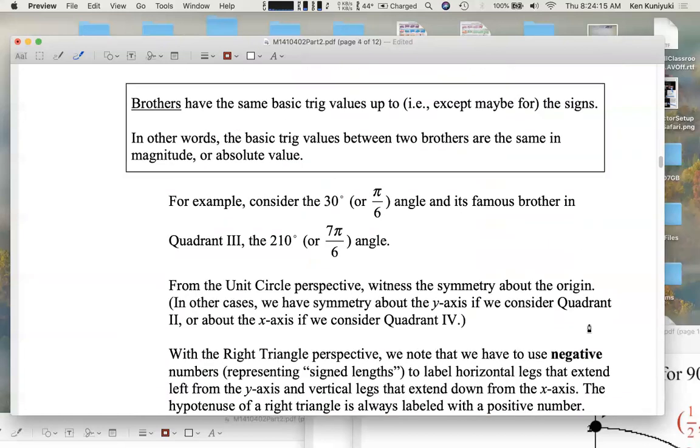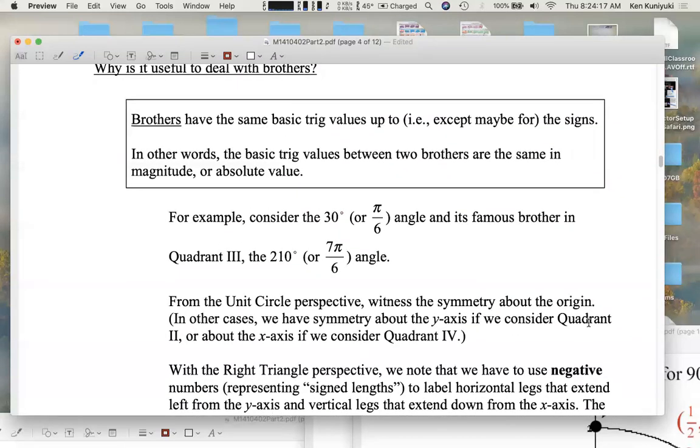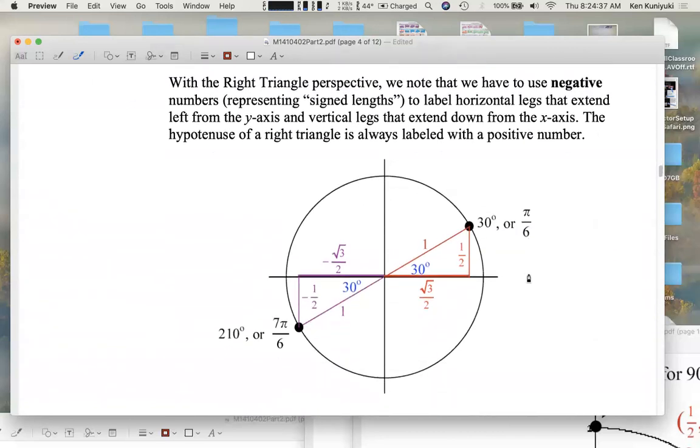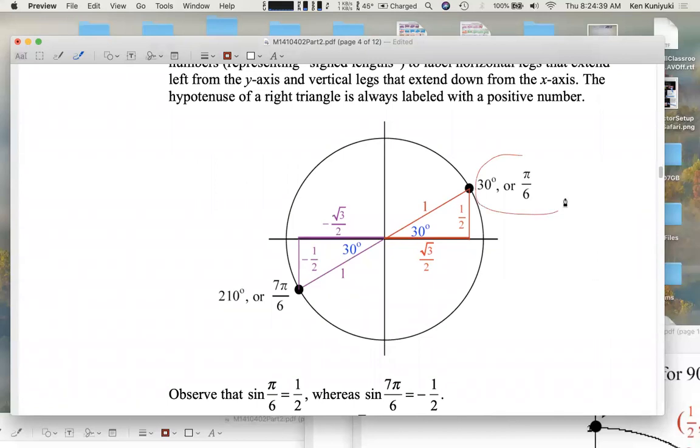Okay, so let's use these ideas of brothers or co-reference angles to look at angles outside of quadrant 1. So for example, before, we talked about the 30-degree angle, or pi over 6 radians. Let's say that we now care about the 210-degree angle, or 7 pi over 6 radians. We know everything about this angle over here, the reference angle. We knew this from the unit circle or the table, but now we're going to figure out how the data for this angle will change or extend out to this angle over here in quadrant 3.